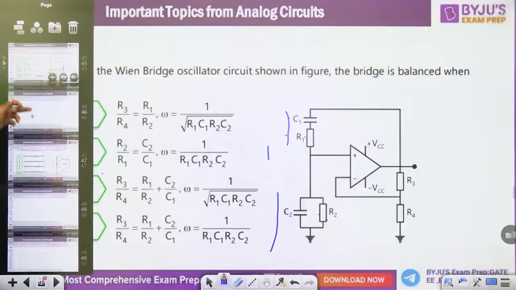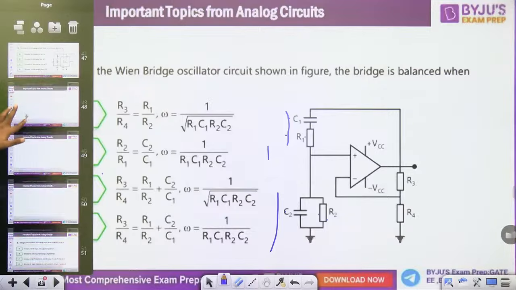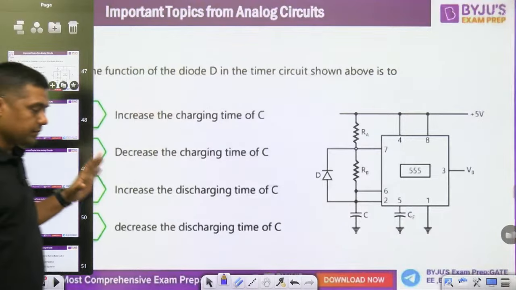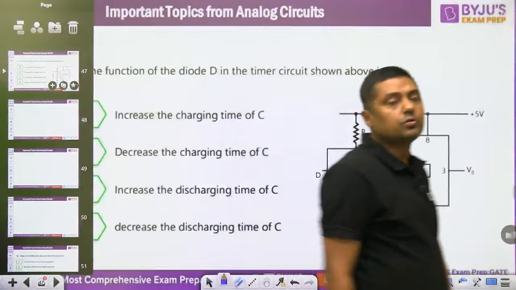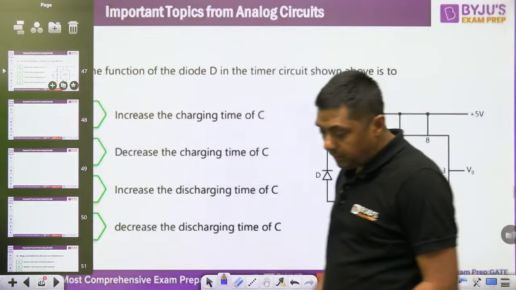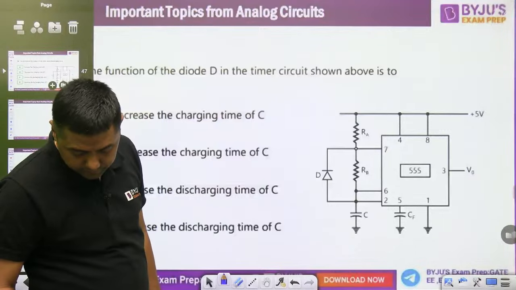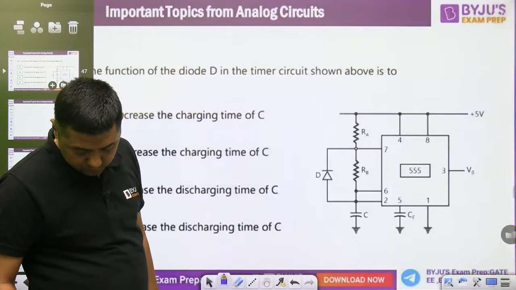So the Wien bridge oscillator is very, very important. And then guys, prepare the 555 timer. They may ask one question from the 555 timer also. So what is the 555 timer? Tell me, what is the answer here?